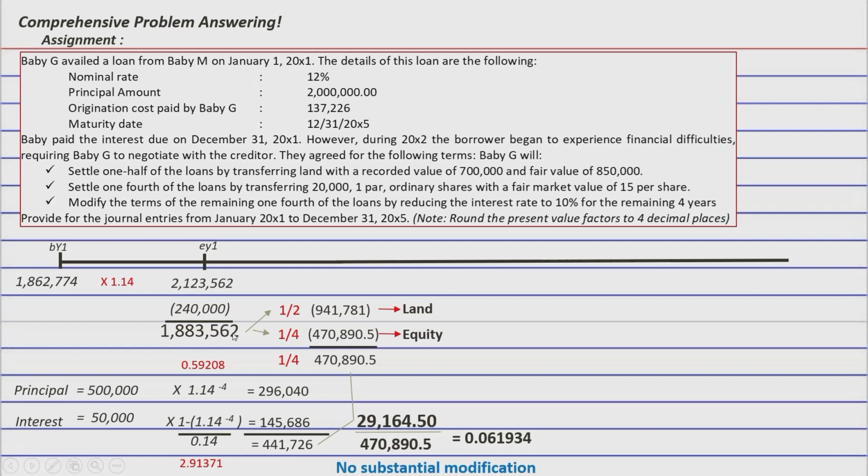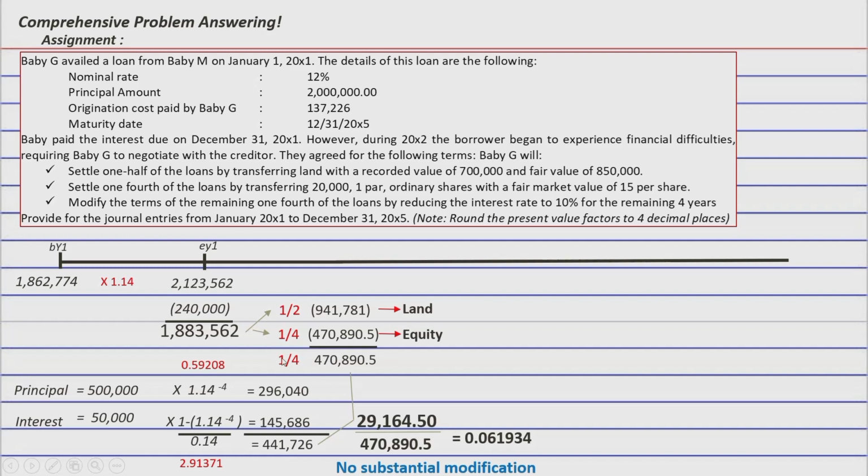Now, we deducted the first interest payment and we got an updated liability balance of 1,883,562. So, after that, since we are in financial difficulty, one half of this has been paid off not using the cash but using a land owned by baby G. Okay? And 1/4 of this liability was paid with shares, which is why there are two deductions in here. And because of these two deductions, the remaining balance became 470,890.5, which is 1/4 of the original liability.